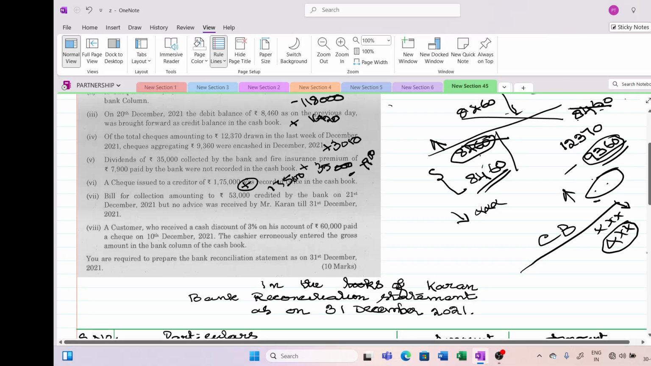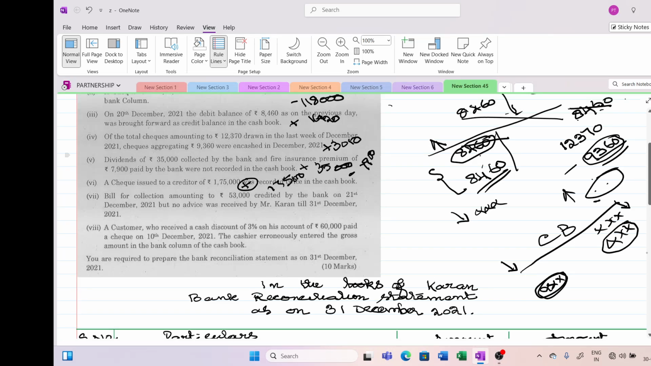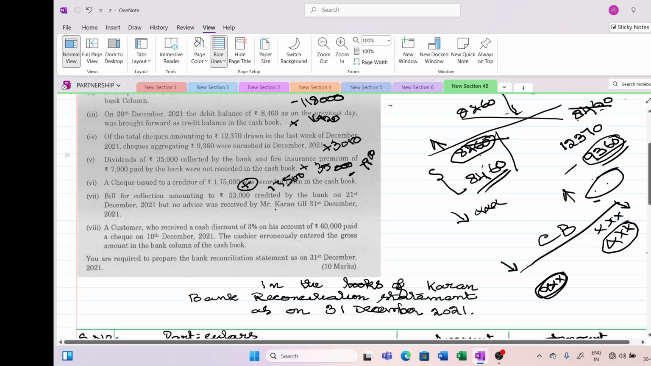Next one is this bill is collected and credited by the bank. The bill is collected and credited by bank, but we do not know. So this is not recorded in cash book. So in our book, the balance is decreased, but in bank statement, they should have increased by because they have credited us with 53,000. So you have to increase the balance. See, 53,000.